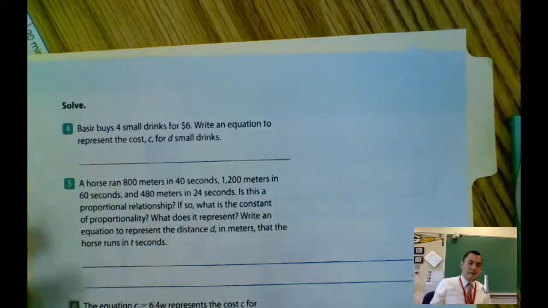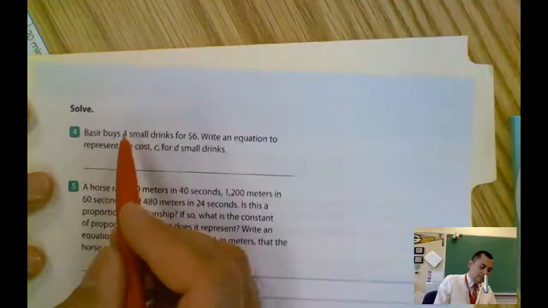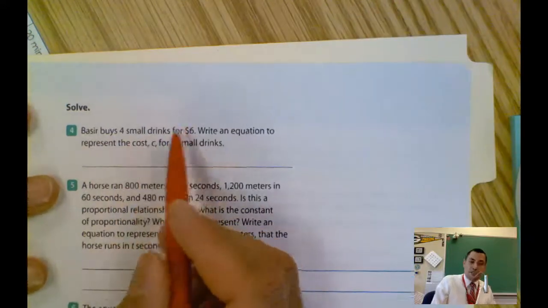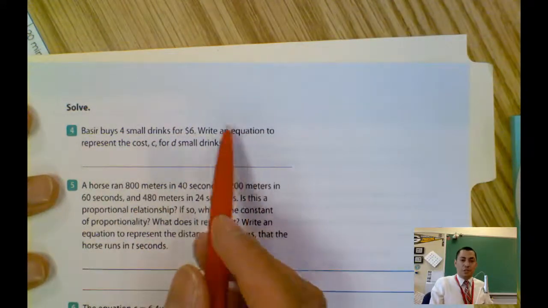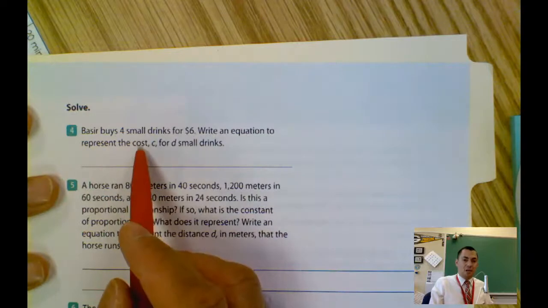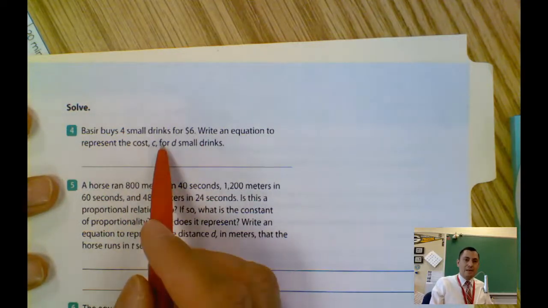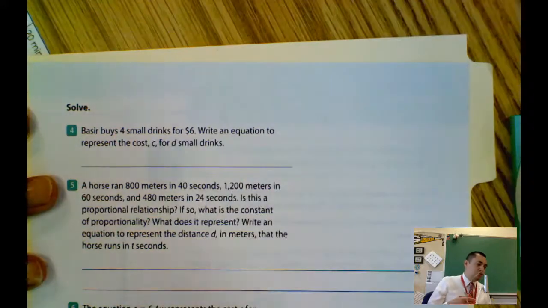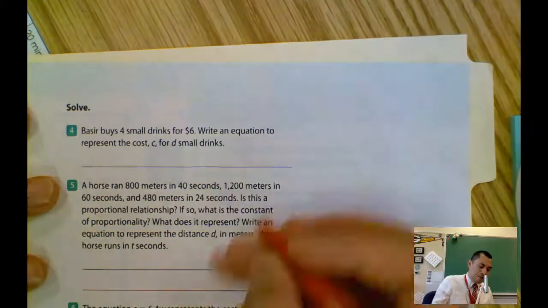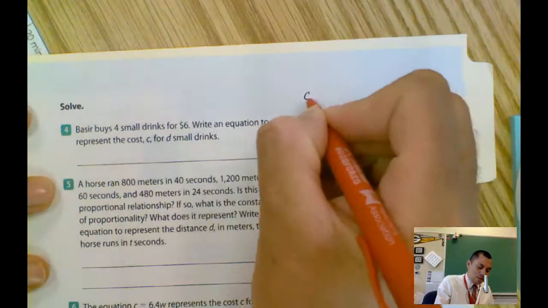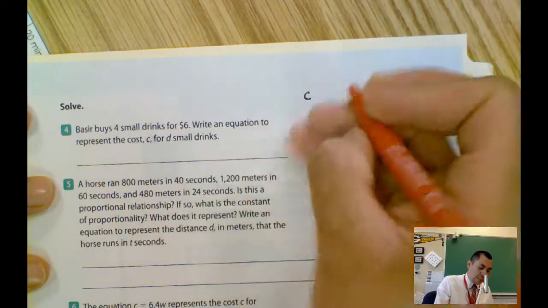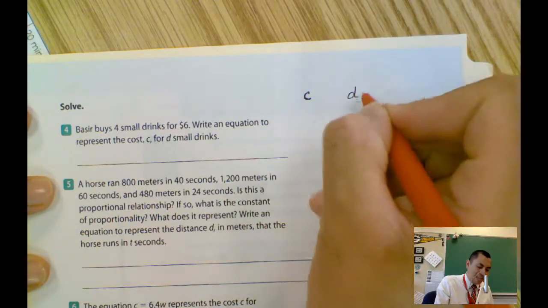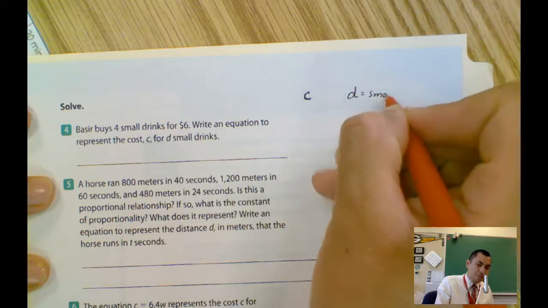So I have that Basir buys 4 small drinks for $6. Write an equation that represents the cost, C, for D small drinks. So in this case, to write that equation, okay, C is cost, D is small drinks.